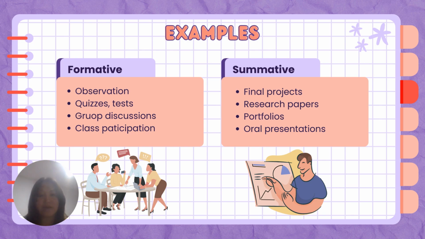So, for a formative evaluation or assessment, you can choose from observation, quizzes or tests, group discussions, and of course, class participation. And as for summative evaluation, you can choose from final projects, research papers, portfolios, and oral presentations. And the choice of format depends on the learning objectives, the subject matter, the context, the goals of the course, or the requirements that the teacher needs to meet.